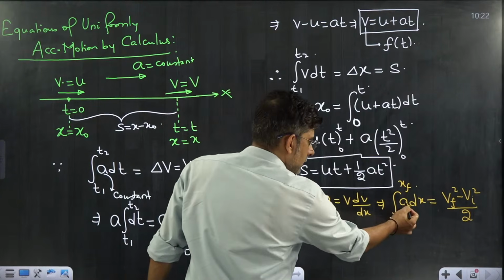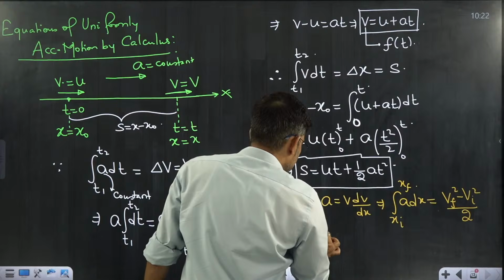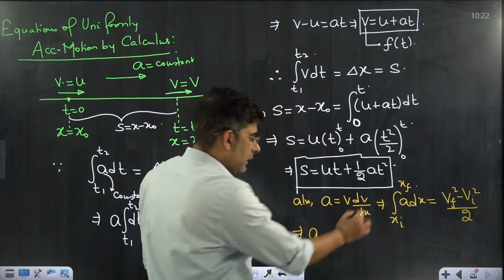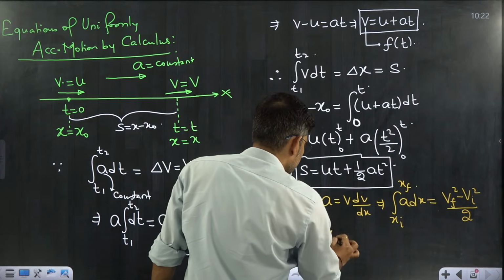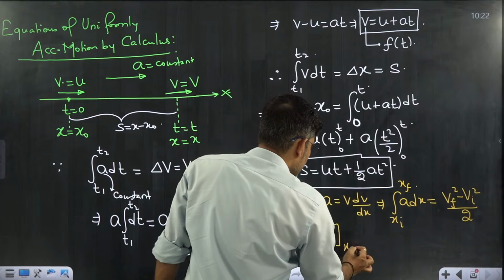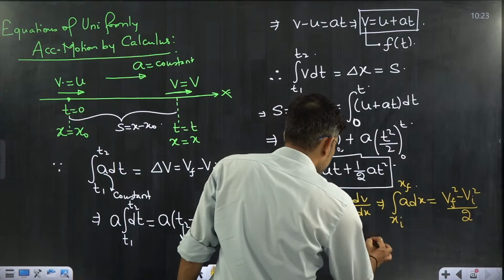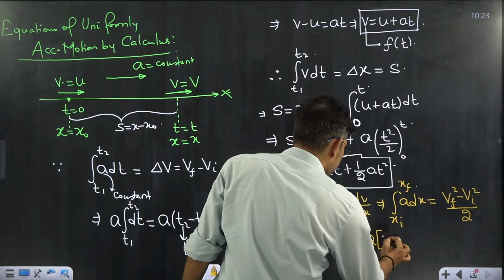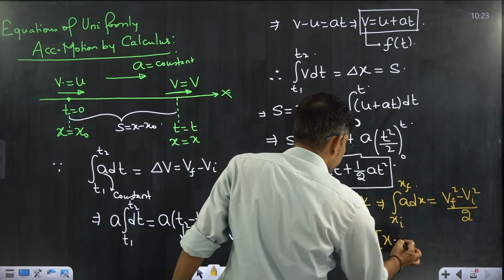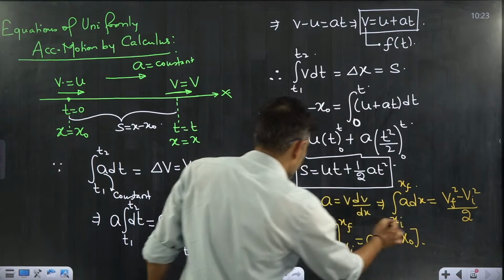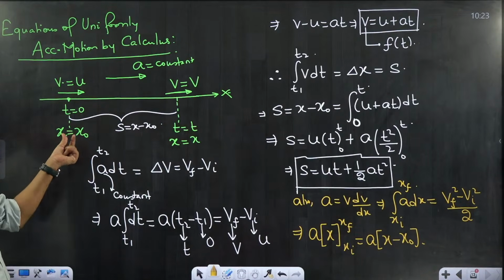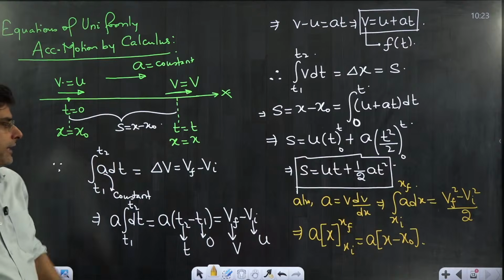When we have acceleration constant, you can take it outside the integration. It will become a, and dx will become x, from x initial to x final. Right? So what will you write here? A, x final I have taken as x, x initial I have taken as x naught. Look over here if you are not able to understand. X initial is x naught, x final is x.